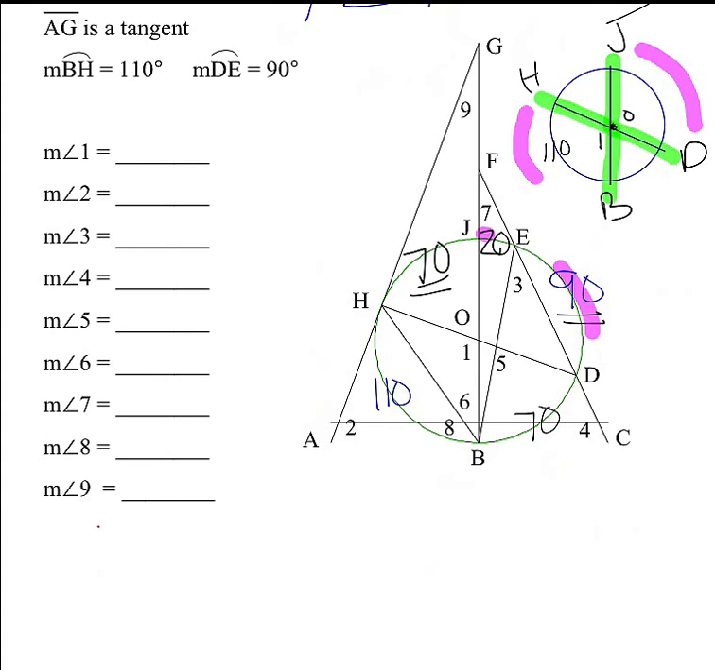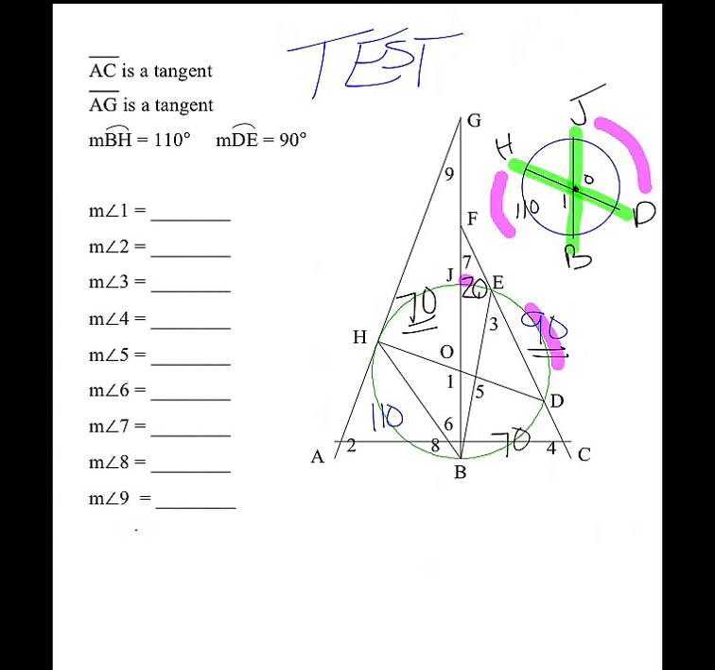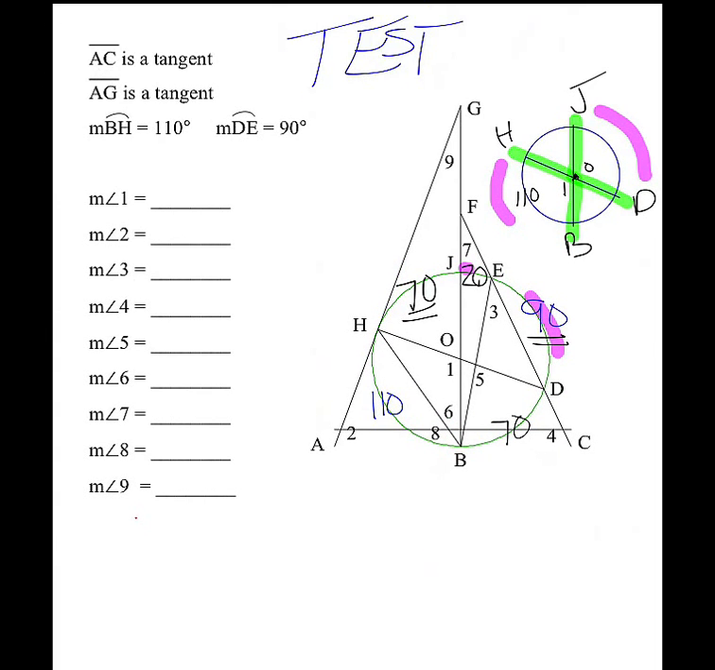So now that I have all those missing arc pieces, let's go back and find angle 1. So now I know from point J to point D on my circle is 90 degrees plus another 20 degrees for a total of 110 degrees for that arc, because I'm going all the way from point J to point D. So the theorem for angle 1 is going to say add those two arcs, 110 plus 110, divided by 2, which is 220 divided by 2, which is 110.